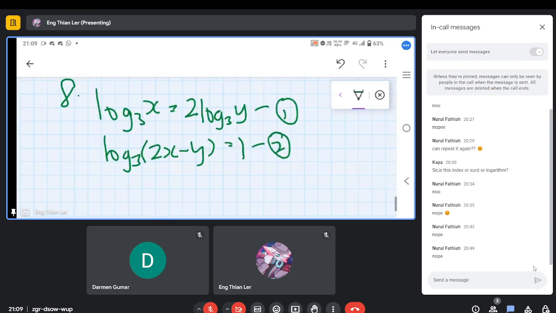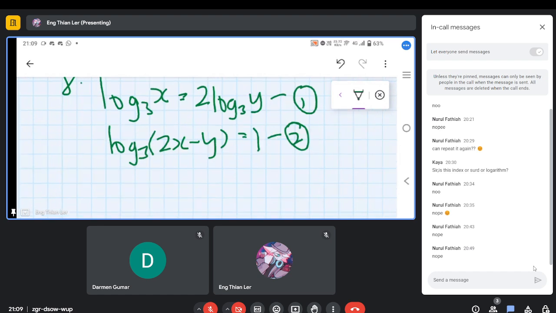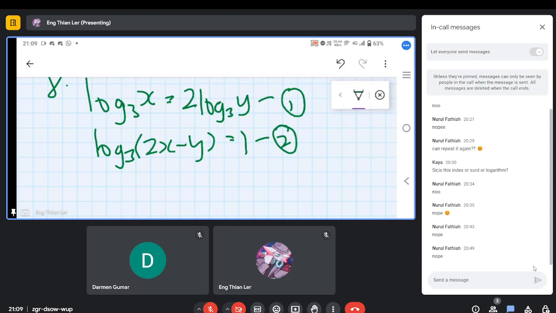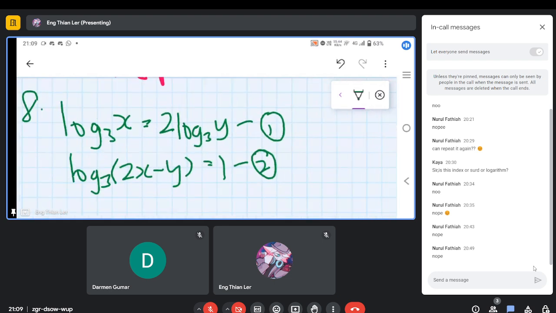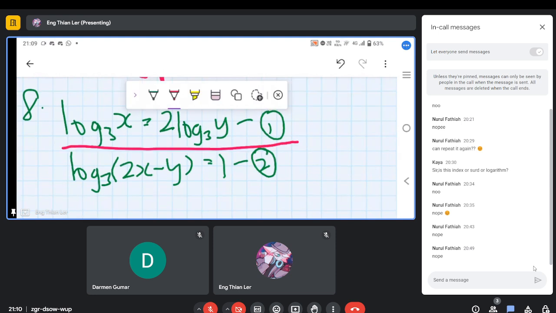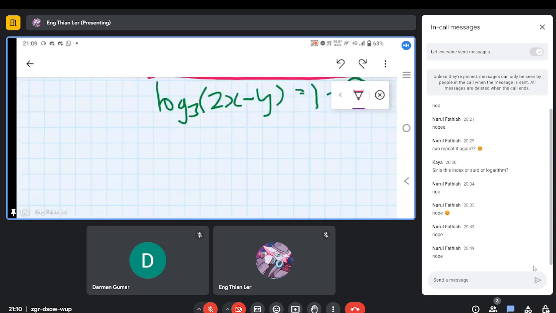So now we need to solve for x and y. This means that we will have a solution of x and y. How many solutions? We don't know. Maybe one, maybe two. So we start from the first, simplifying equation 1.